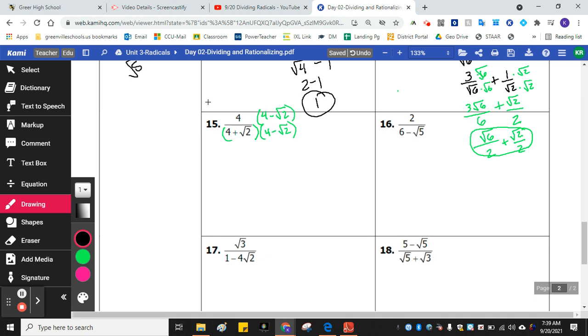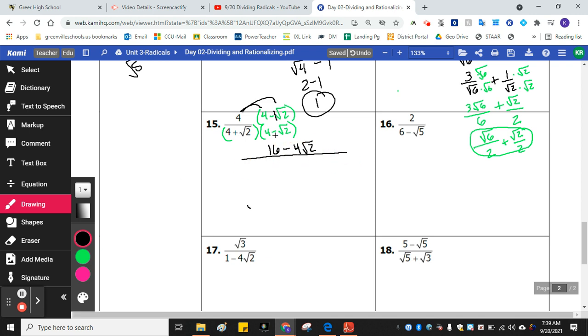And then make sure you distribute correctly. Distributing the top's pretty easy. 4 times 4 is 16. 4 times the square root of negative 2. The 4 and the 2 can't multiply because the 2's on the inside. So the 4 gets multiplied to the 1. And then you have the square root of 2 at the end. So that's the top.